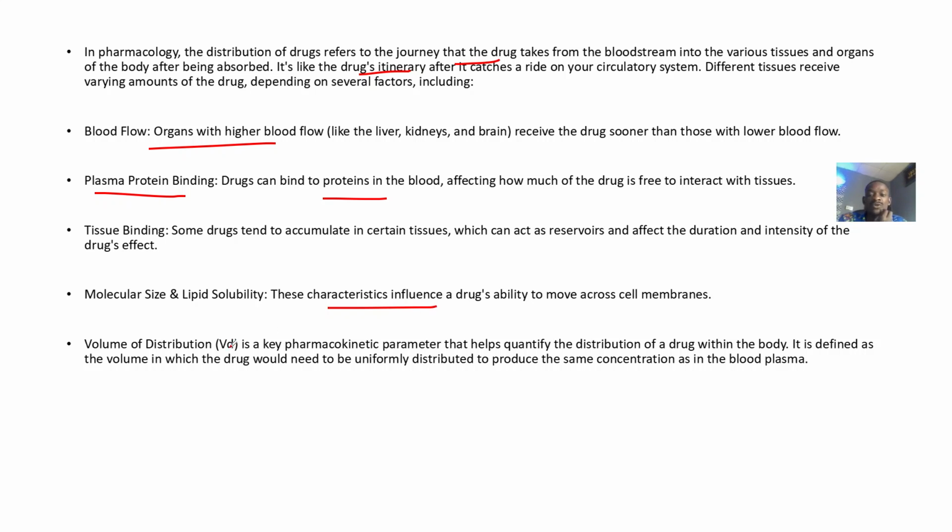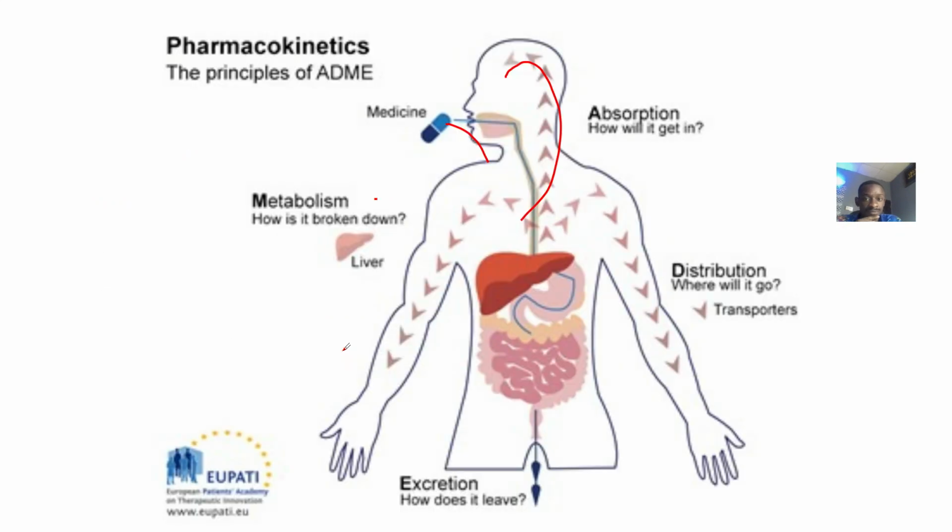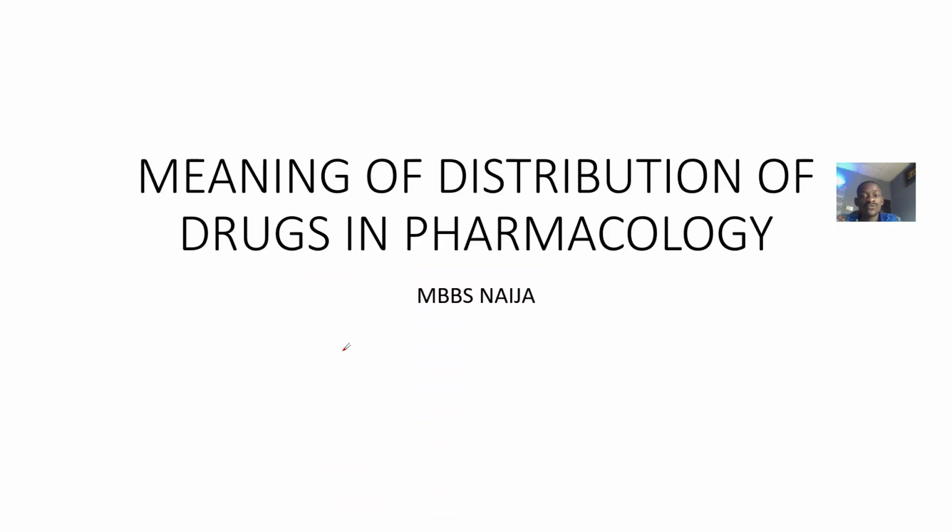Okay. Also, volume of distribution. This is a key pharmacokinetic parameter that helps quantify the distribution of a drug within the body. It is defined as the volume in which the drug would need to be uniformly distributed to produce the same concentration as in blood plasma. We'll talk about the volume of distribution separately. Alright. But this is just the basic thing about the distribution of drugs in pharmacokinetics.